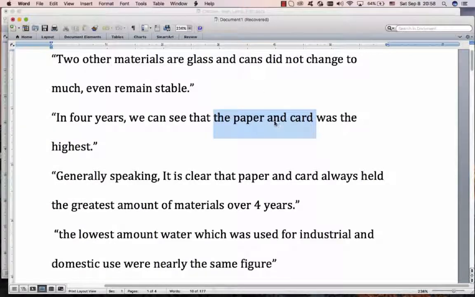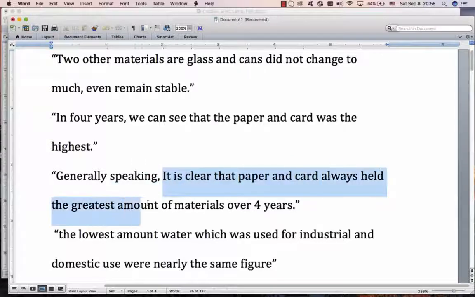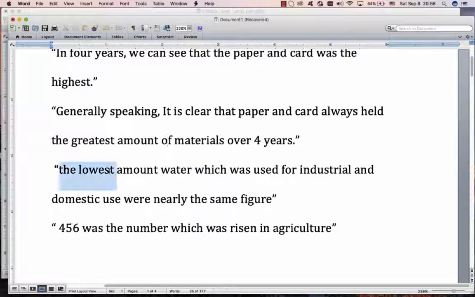"In 4 years, we can see that the paper and card was the highest." No, the paper and card was not the highest. It's the amount of paper and card. "The paper and card was the highest" means the paper and the card was flying in the air. "It is clear that paper and card always held the greatest amount." Don't know what it means. What does hold the greatest amount? No, wrong vocab. "The lowest amount of water which was used for industrial and domestic use were nearly the same figure. This was the number which was risen in agriculture." Alright, so you get the picture.